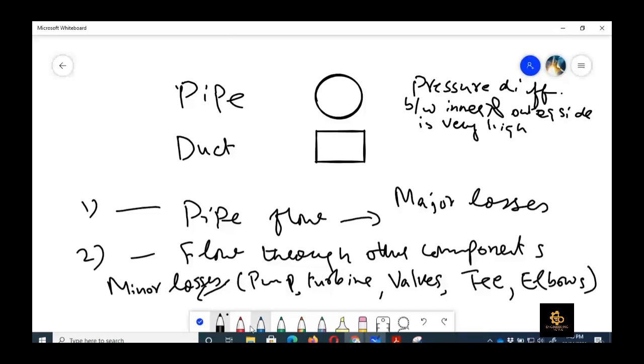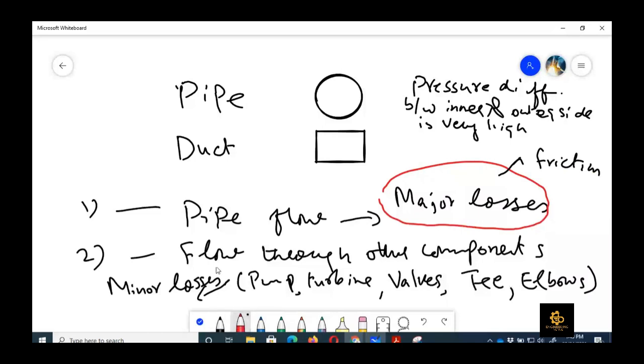Major losses are due to friction or viscosity, right? And these minor losses are due to discontinuity in the flow. Like in valves, we reduce the volume flow rate. In a tee, we divide the flow into branches, and in elbows, we turn the flow in some other direction. So they produce some kind of discontinuity in the flow. Down the line in this chapter, we would also consider the minor losses. In the beginning, we would focus on the major losses, which are due to friction.